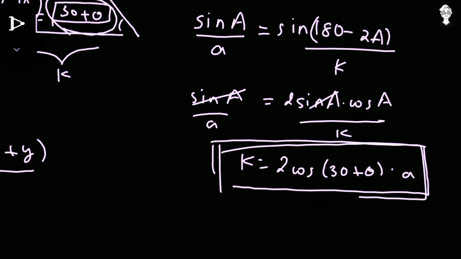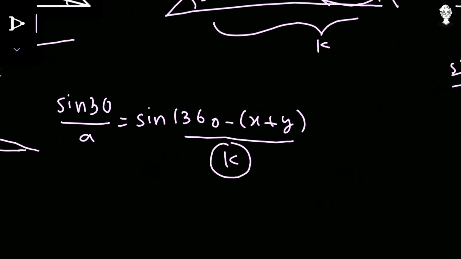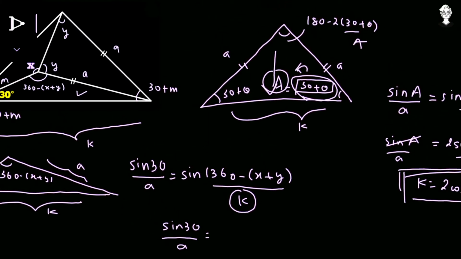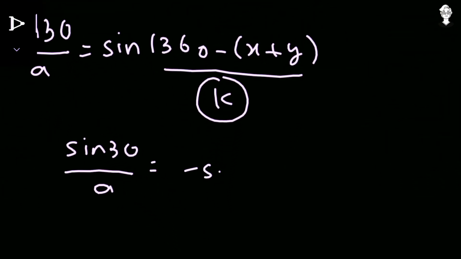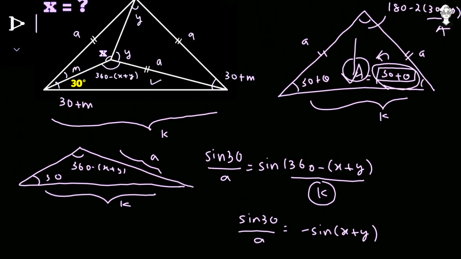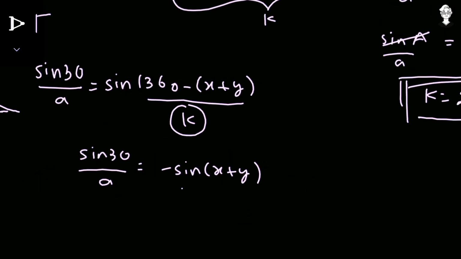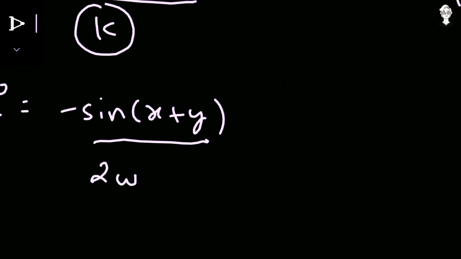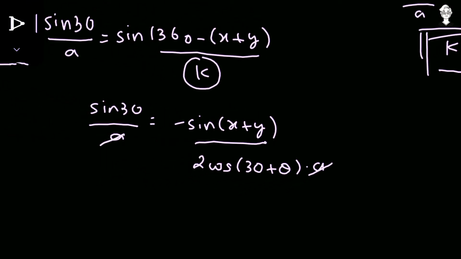Now we will put this value of k over here. This k will be replaced with that value. So we have sine 30 upon a equals, now sine of 360 minus (x plus y) is going to be negative sine of (x plus y). From this diagram, it's very clear that x plus y is going to be greater than 180 degrees. Why did it become negative sine of (x plus y)? Because sine of 360 minus some angle equals negative sine of that angle. And upon k, instead of k we have 2 cos of (30 plus theta) times a. Now this a cancels out with this particular a.